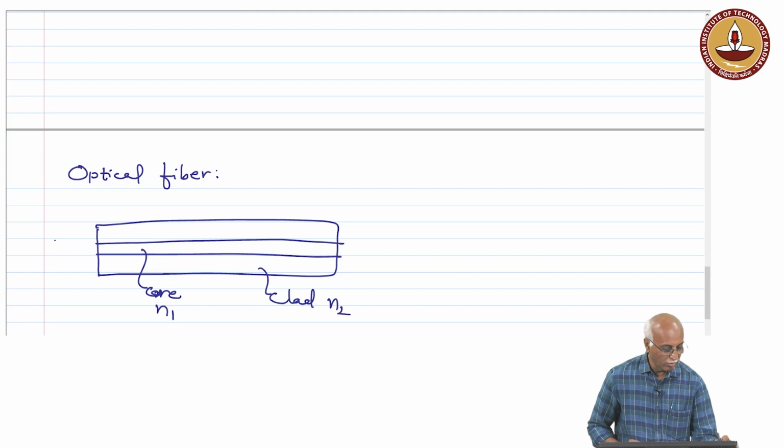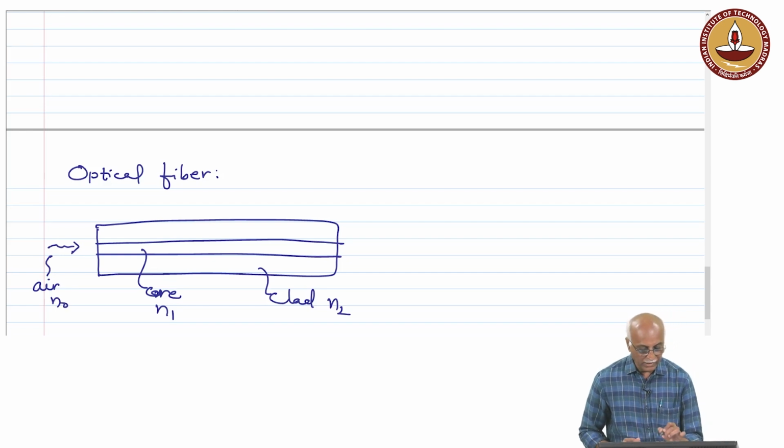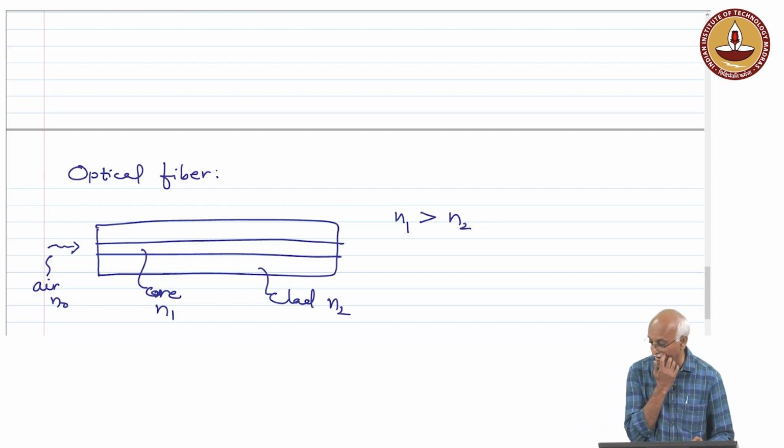Electromagnetic waves or optical light will get coupled through an external medium, air or some other medium with refractive index N0. Now, we know the relationship between N1 and N2, where I had committed a mistake: N1, the refractive index of the core, should be greater than N2, right. By mistake I had written it the other way around.